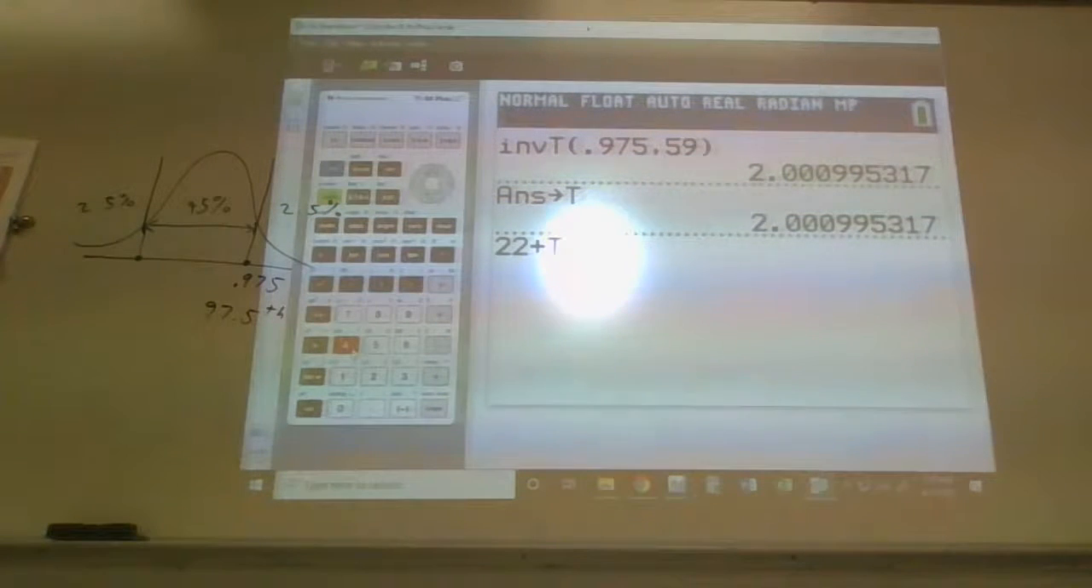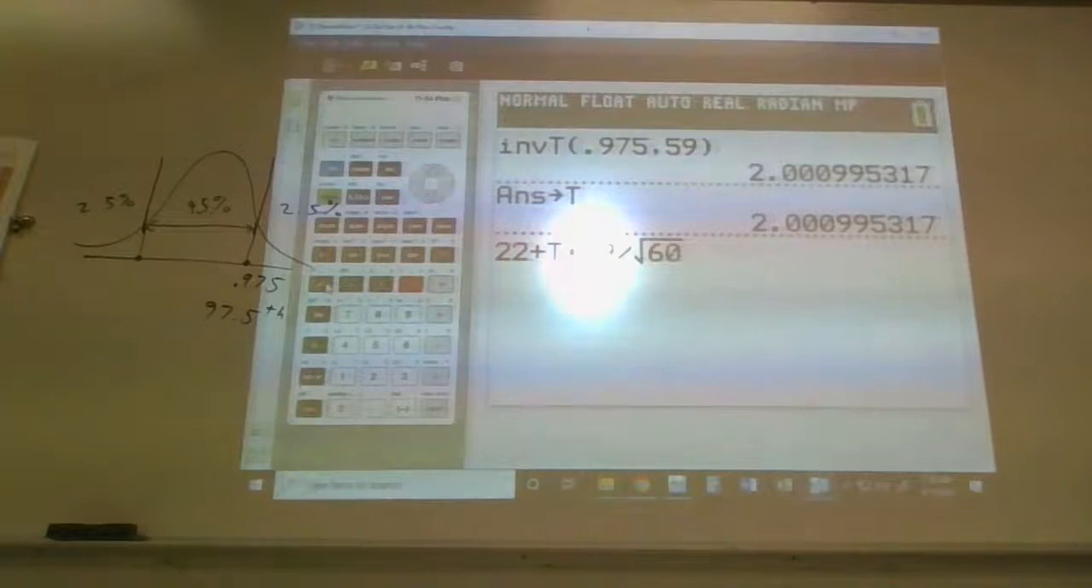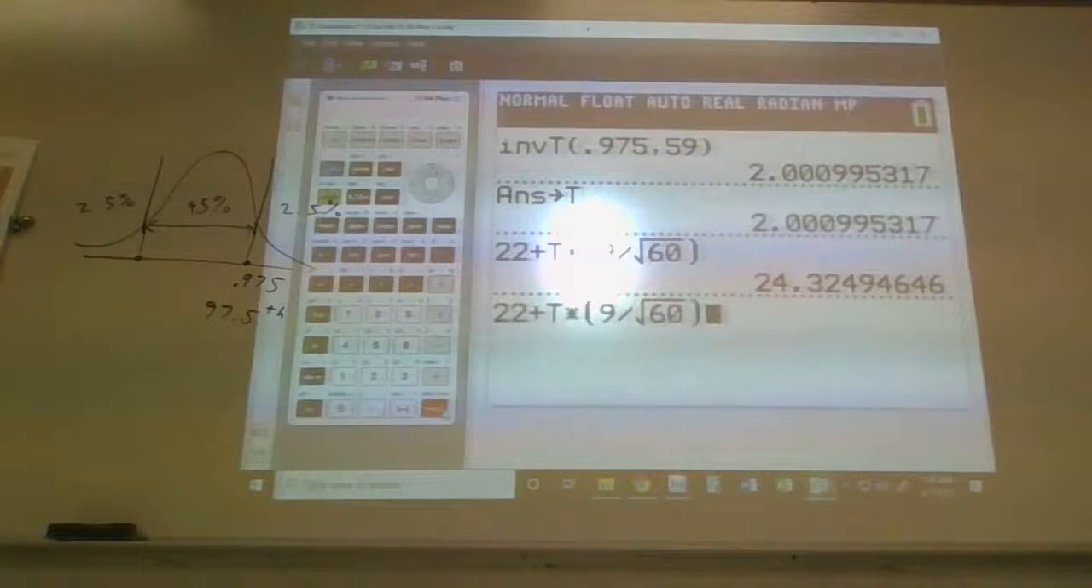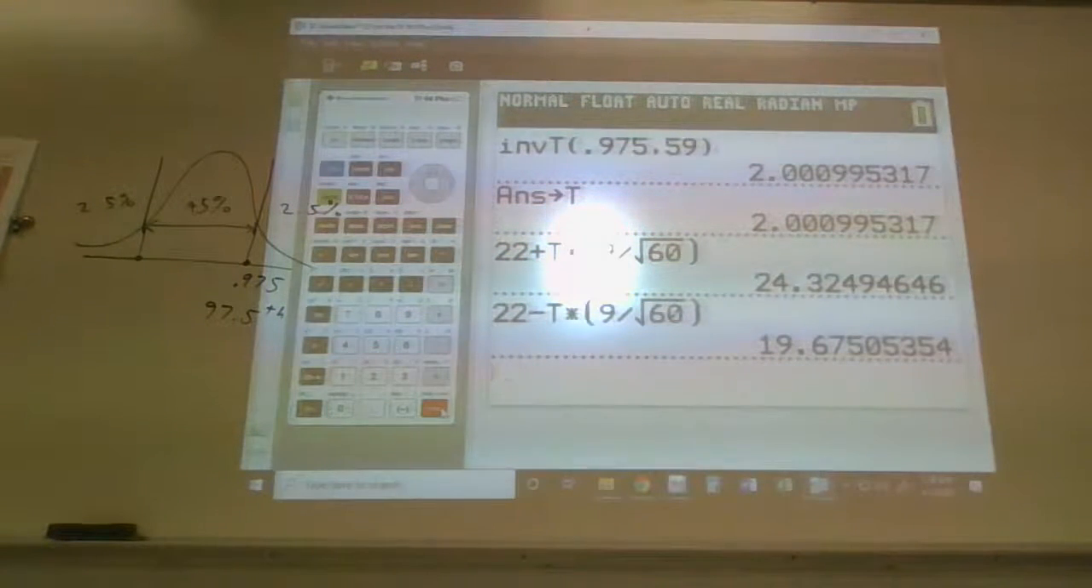T times parentheses 9 divided by the square root of 60. There we go. Boom. And then I'll bring it back one more time and change that plus to a minus. There we go. 19.675, comma 24.325. Clearly, it's the same exact interval.